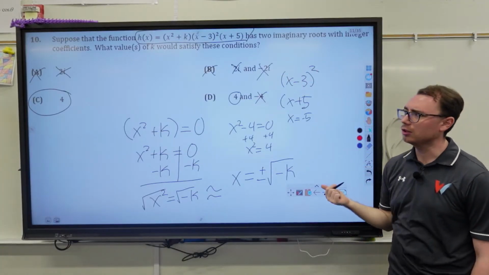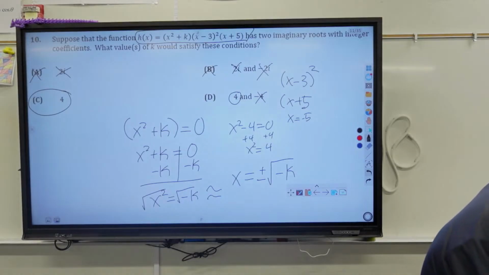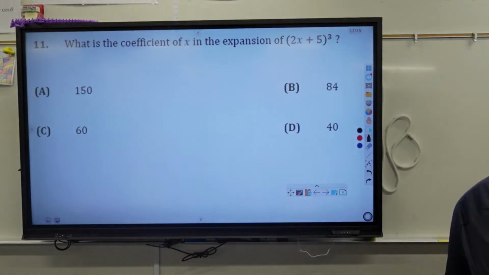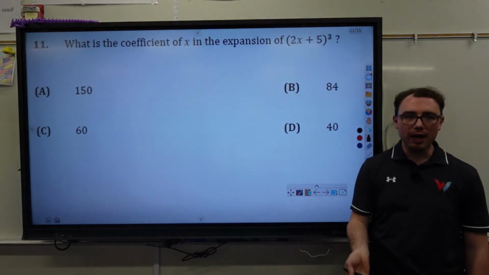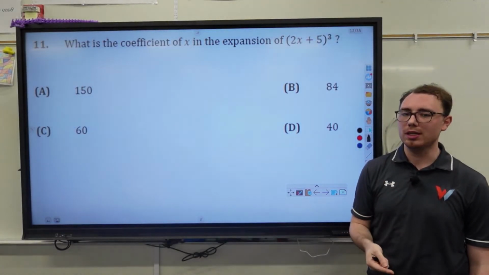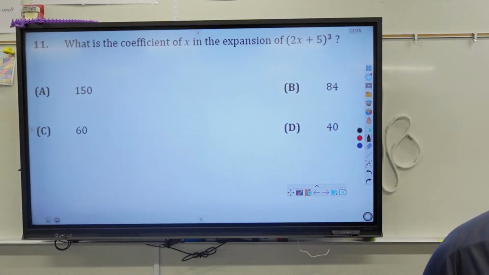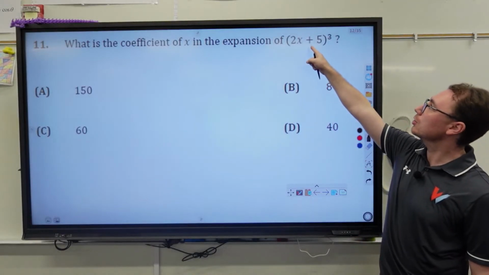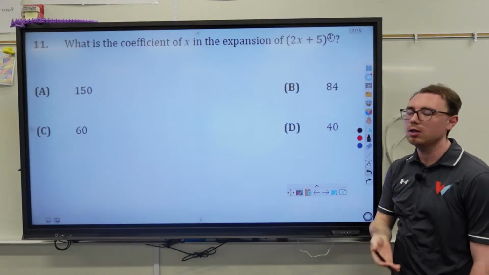At this point, we're going to look at the next kind of problem, example 11. We're given the problem: what is the coefficient of x in the expansion of (2x + 5) to the third power? For this problem, we're really trying to take a look at Pascal's triangle. We know we're going to go to the third level of Pascal's triangle.